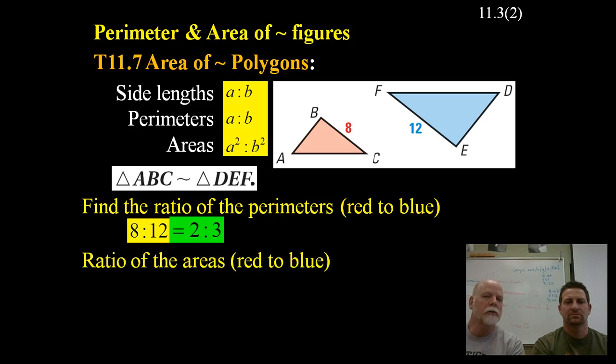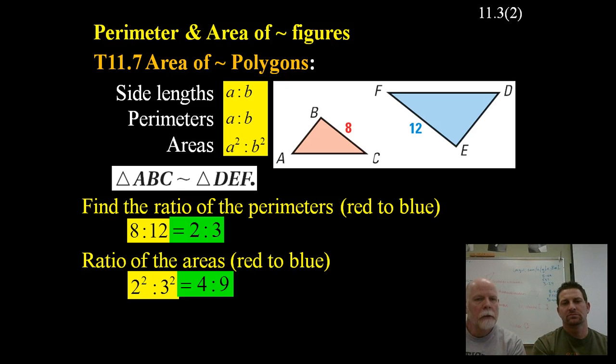Then they're going to ask us the ratio of the areas. If we found that to be the ratio of their perimeters, we're just going to square each one of those. We square the 2 and get 4, we square the 3 and get 9. Their areas are going to be in a ratio of 2 squared to 3 squared, or 4 to 9. Really, it's pretty straightforward.